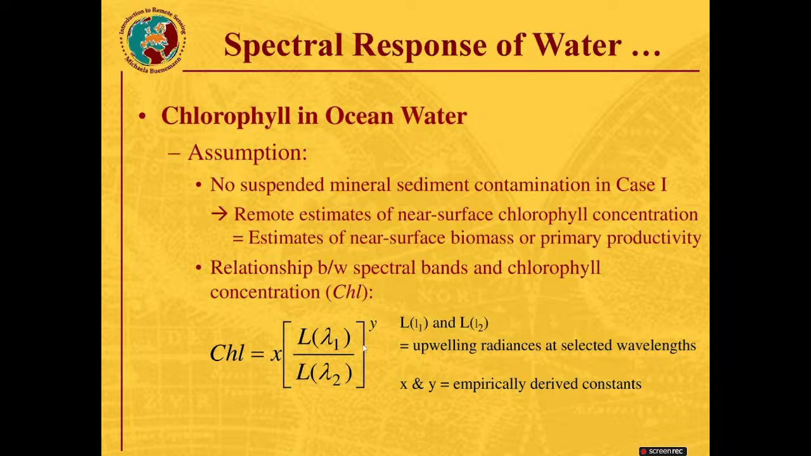Okay, so you can see upwelling radiance at selected wavelength, x and y is the empirical derivative constant. So it's different. There is no fixed value for that. This value is different for the different region, the empirical derivative constant.